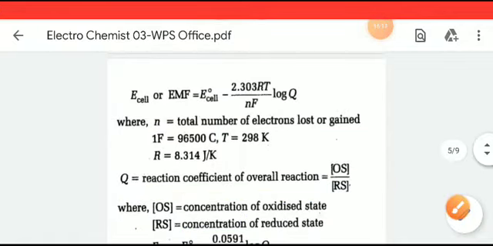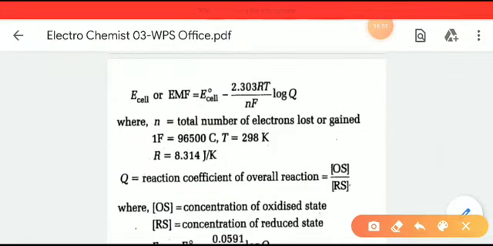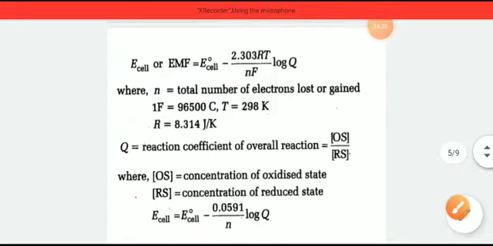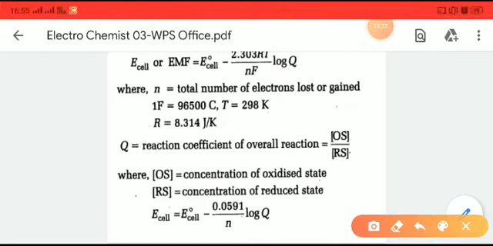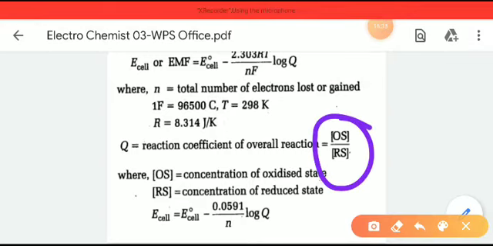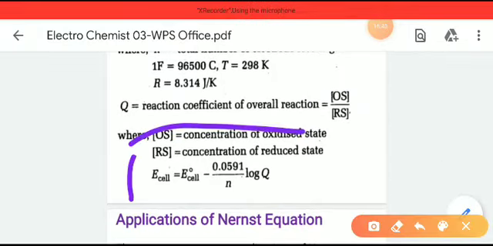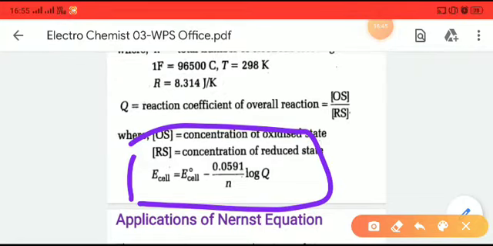So the equation is E cell equals E0 minus 2.303 RT by nF log Q, where Q is the reaction quotient of the overall reaction, the concentration of the oxidized state by the concentration of the reduced state. The simpler equation is E cell equals E0 cell minus 0.059 by n log Q. This value comes from putting in the values of 1F, R and temperature.